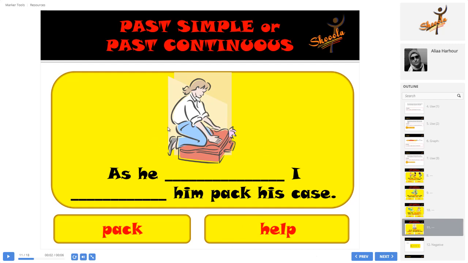We have here a photo of a lady and there is a bag. There is a verb called to pack. What is to pack? It means to prepare the bags. So, the lady is sitting on her bag or she is packing. So, as he, okay, maybe this is a he. As he, something, verb pack, I help him pack his case. So, it means you can never pack your bags or put your clothes in a bag in 1 minute. Again, it needs at least half an hour.